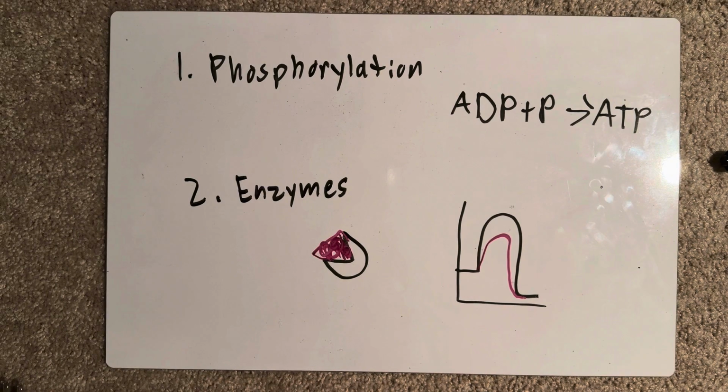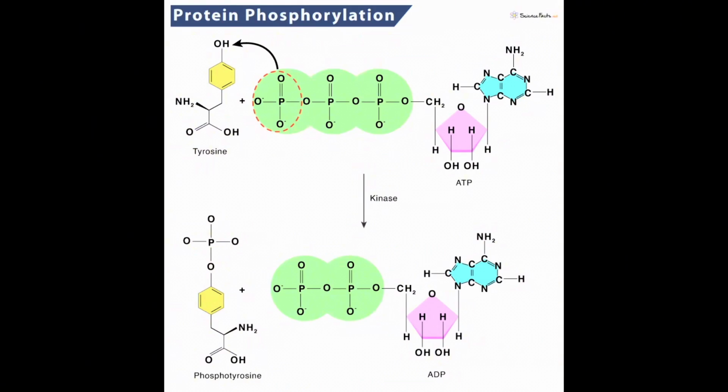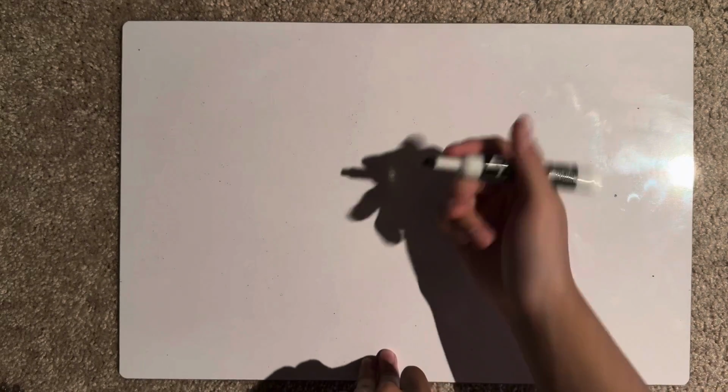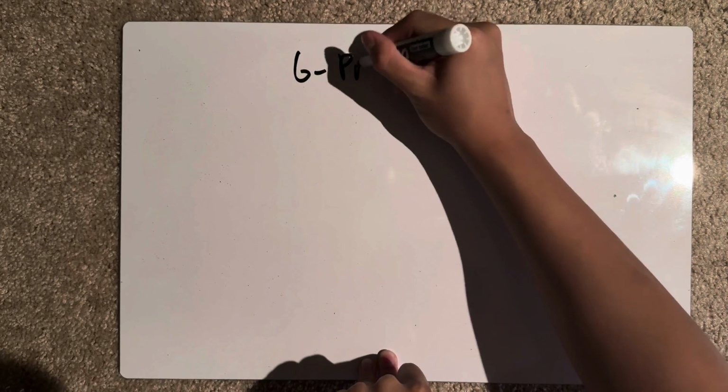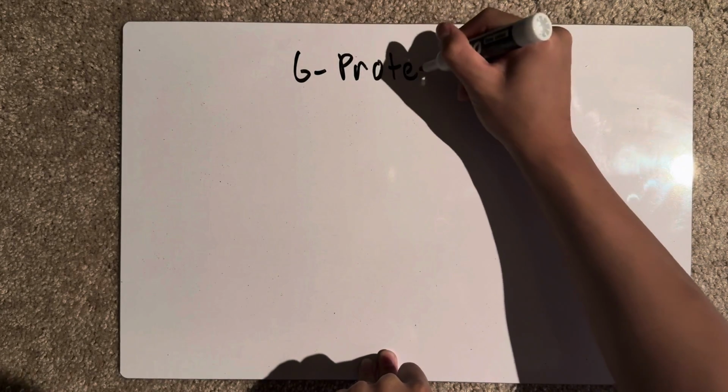Here are some better pictures of phosphorylation and enzymes. Let's get to what cell communication really is. So we'll start with the G protein pathway, which is the most common type of pathway.